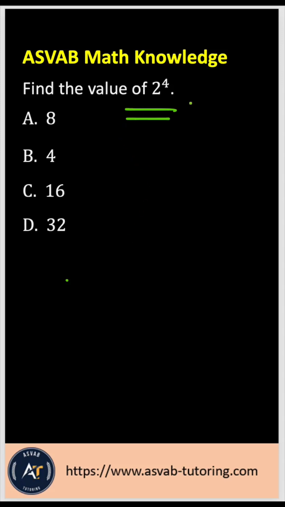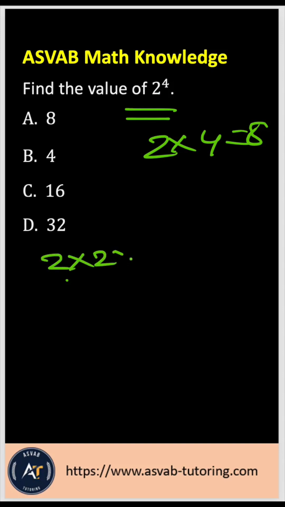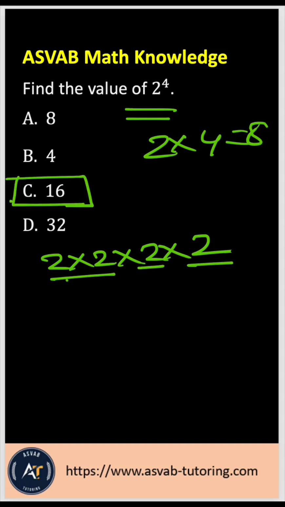In order to solve this problem, what they actually do is 2 times 4 equals 8. That's what they do. But 2 to the power 4 means you need to multiply 2 by itself 4 times. So that is 2 times 2 times 2 times 2. 2 times 2 is 4, times 2 is 8, 8 times 2 is 16. So the correct answer is option C. Make sure that you learn it.